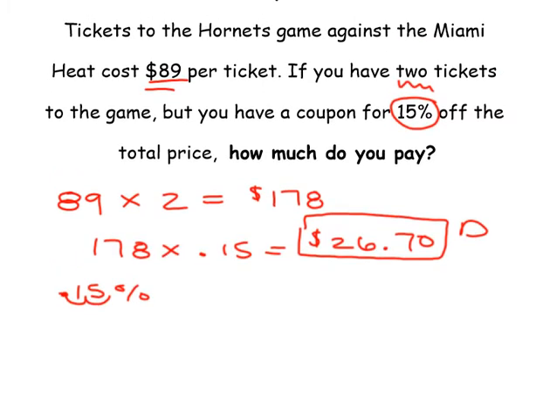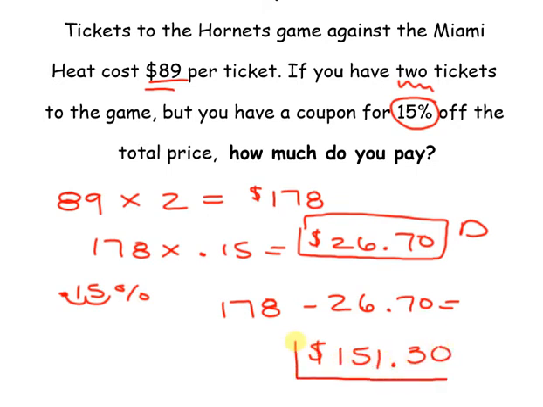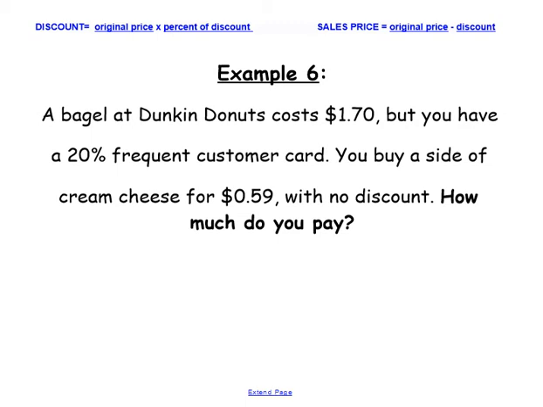Now I need to know how much am I actually going to pay. So we take our original price, 178, minus the discount. Go ahead and subtract that. So you should get an answer of $151.30. This is probably what your calculator is going to show, but because we're talking about money, you have to add that 0 at the end. So the total sales price is going to be $151.30.